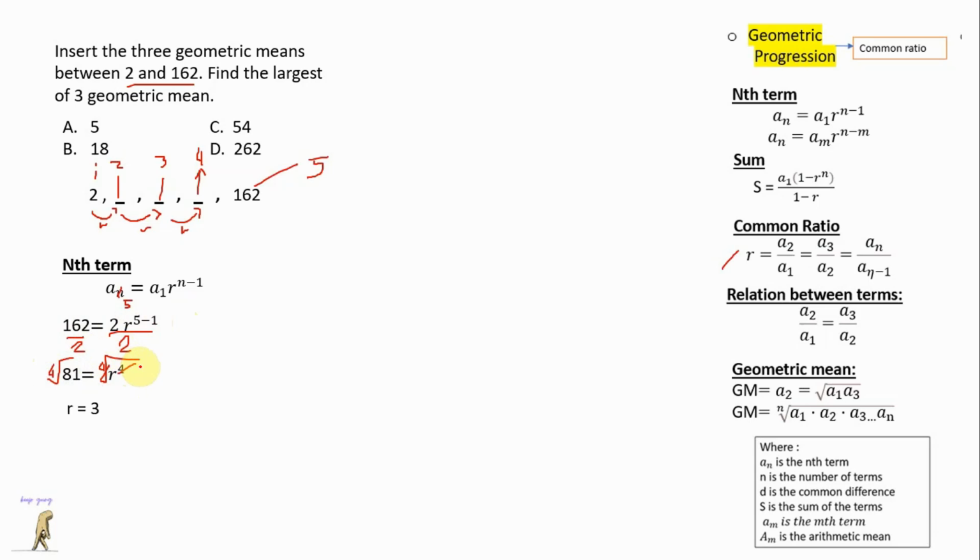And then we will get our answer, which is 3. But not yet here, right? What we need to do is to multiply 2 times 3. 2 times 3 is equal to 6. Then 6 times 3: 6, 12, 18, it is 18. And then 18 times 3 is equal to 54. So we have our answer here already, which is letter C.